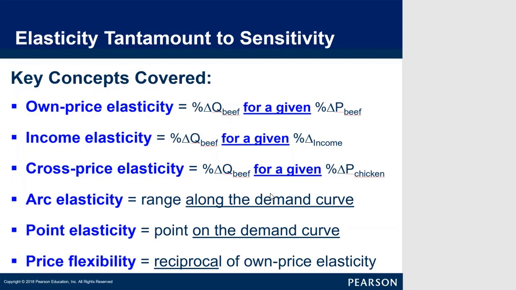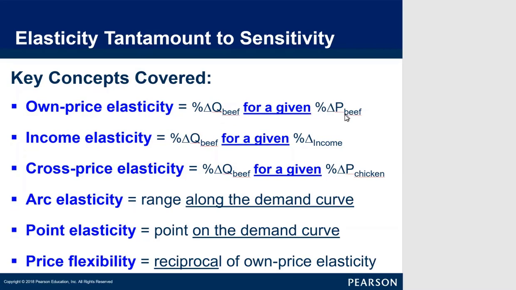When we look at that concept, we're going to say that the percent change, and that delta right there, that little triangle, is the percent change in the quantity of a product. In this case, we're going to use beef as an example. So the percent change in the quantity demanded of beef is going to change based on the percent change in price of beef. As price goes up, how much is consumption going to decrease? As price goes down, how much is it going to increase? So that's own price elasticity. It's the price elasticity for that individual product.